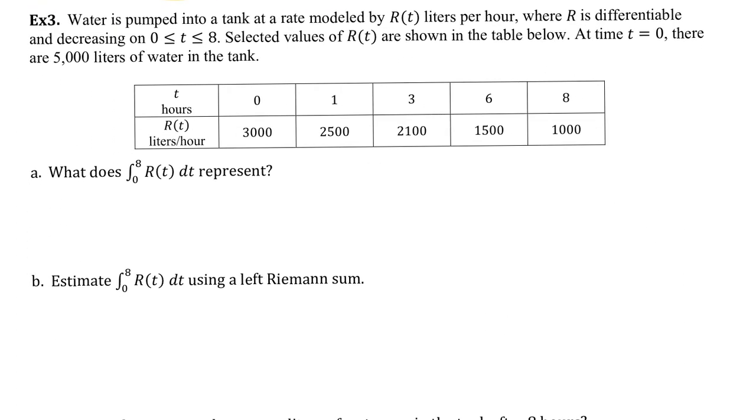Okay, let's go ahead and look at example 3. Water is pumped into a tank at a rate modeled by R of t liters per hour, where R is differentiable and decreasing from 0 is less than or equal to t is less than or equal to 8. Selected values of R of t are shown in the table. At time t equals 0, there are already 5,000 liters of water in the tank.